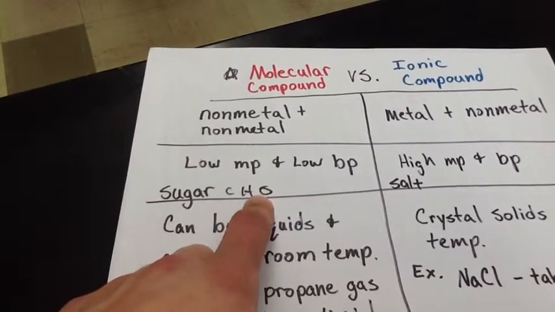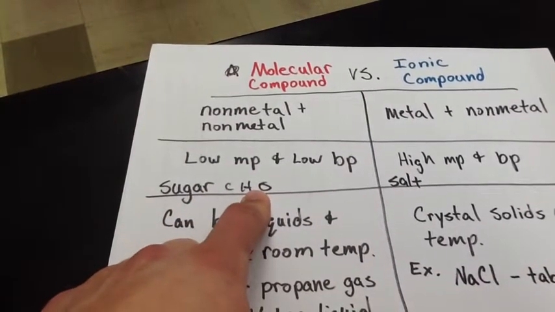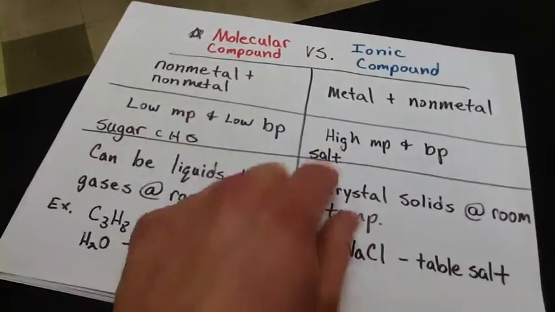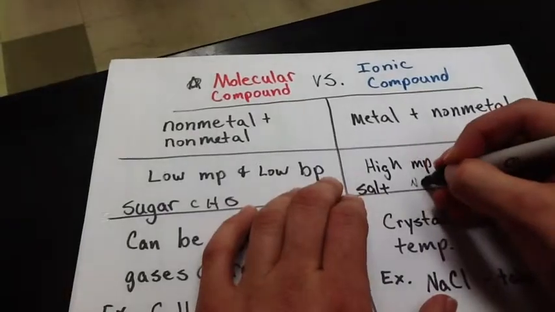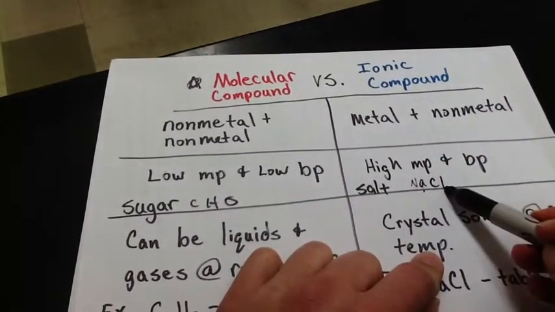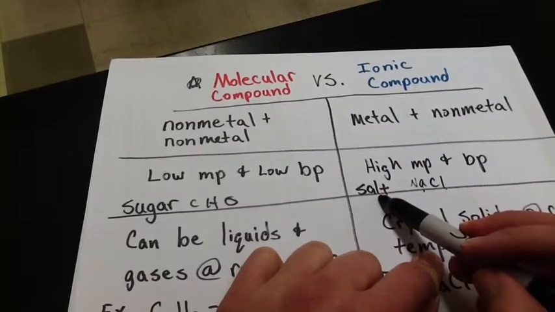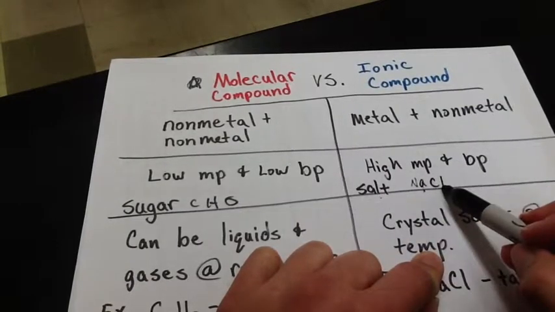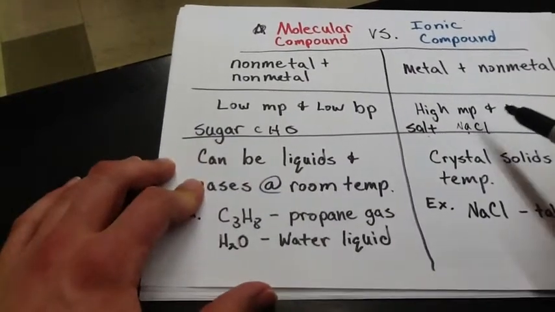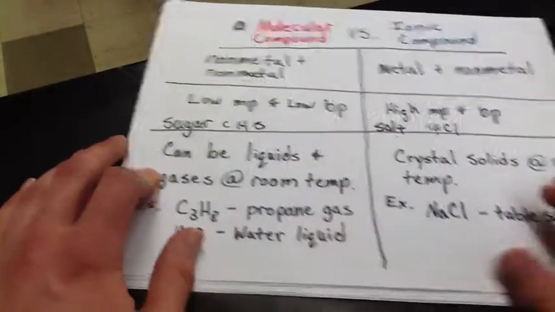If you put that in a pan on the stove, that will burn, that will melt. Salt, on the other hand, NaCl, sodium is a metal, chlorine is a nonmetal. Salt will not burn on the stove. You cannot get salt to burn on a stove. So, low melting point, high melting point.